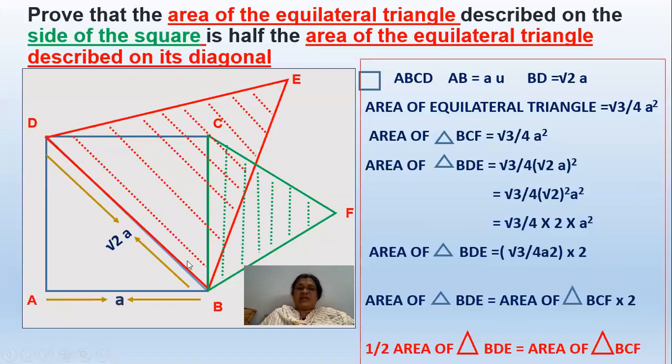So the big triangle, the red shaded triangle, this area is half of this big triangle. When you make it half, you'll get this small triangle. So this green shaded triangle will be half of this big triangle. So the red equilateral triangle, if it is 100, then this green triangle will be 50.